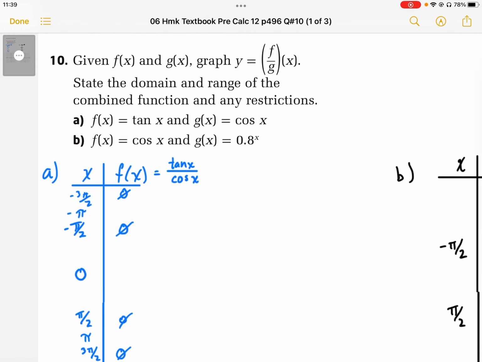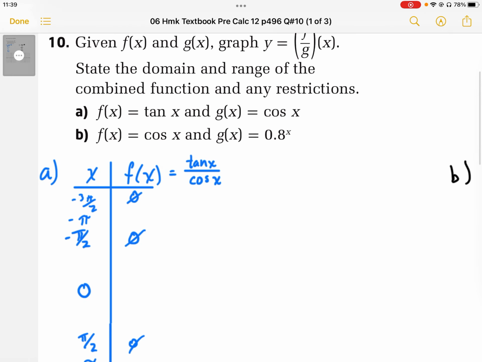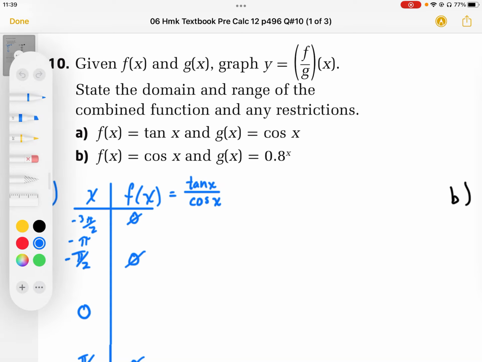So when we take a look at a, we have f is tan and g is cos. And what I end up with is tan divided by cos when I divide those two functions. The important thing is to recognize where the restrictions lie, and that's when the denominator is equal to 0. Or in other words, when cosine is going to be equal to 0, because we can rewrite this expression as sine x over cosine squared x, when I combine those functions.